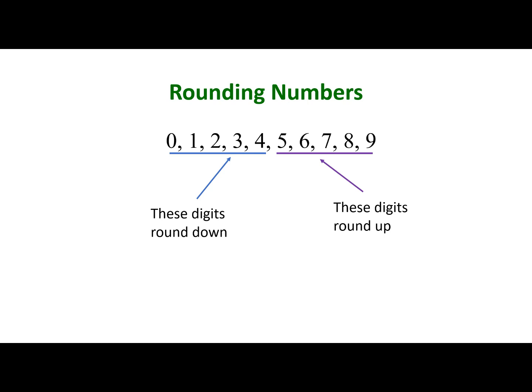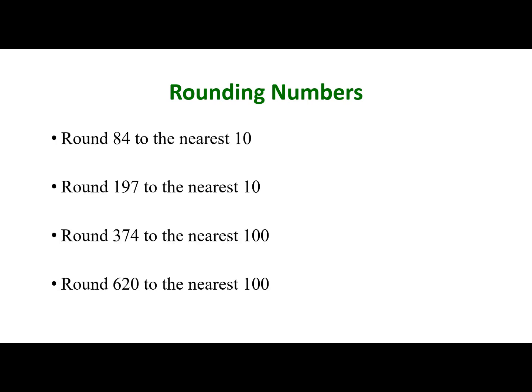Let's do some examples. Round 84 to the nearest tens place. So 8 is the digit that we want to round to. We look to the digit right of 8, which is 4. Since this is less than 5, we round down, so 84 rounds to 80.